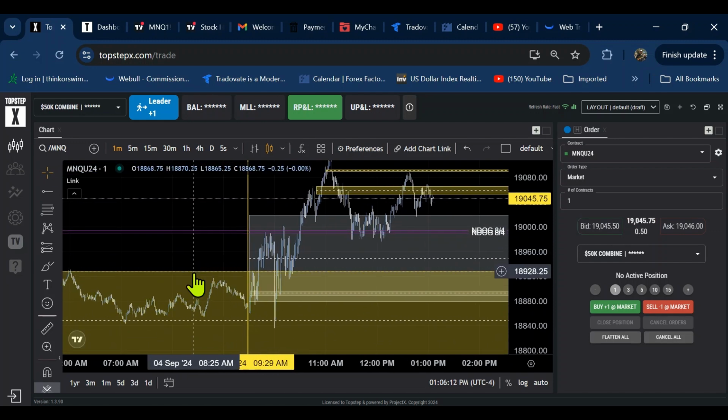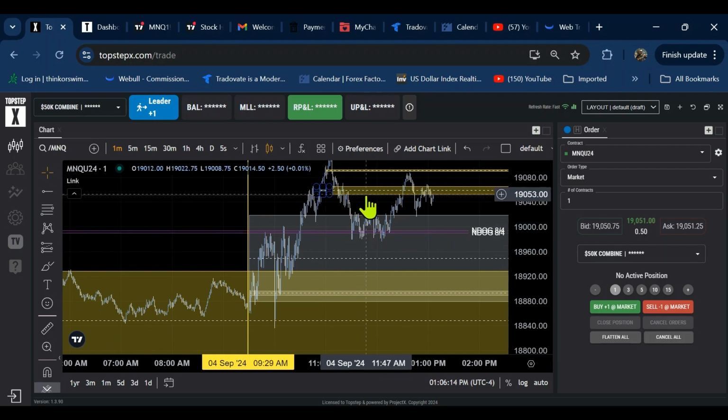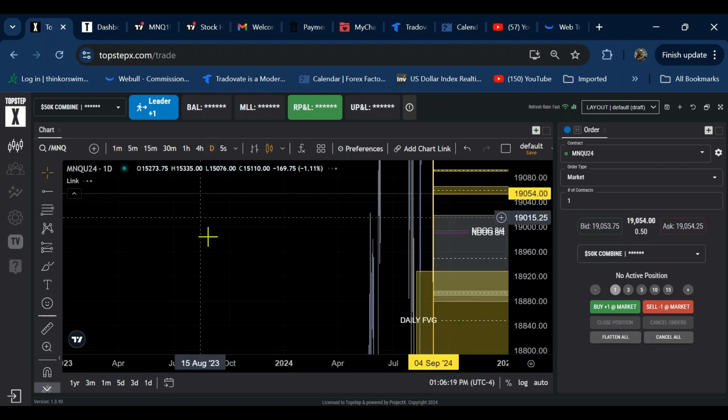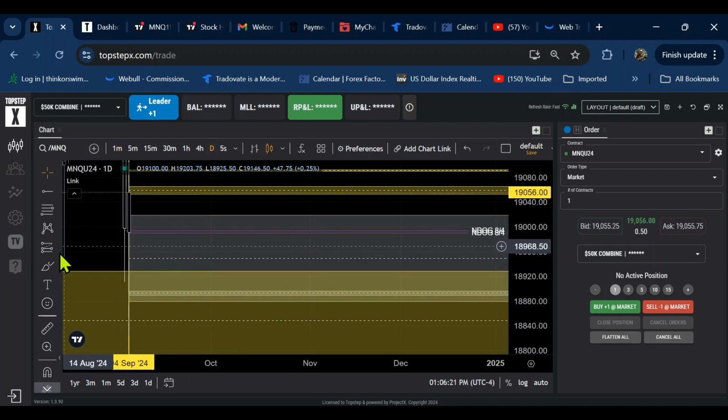This is just fair value gaps. All these yellow boxes are fair value gaps. The end dogs, new day opening gap, new week opening gap. Let me remove these for a moment, and then you'll be able to see easier.